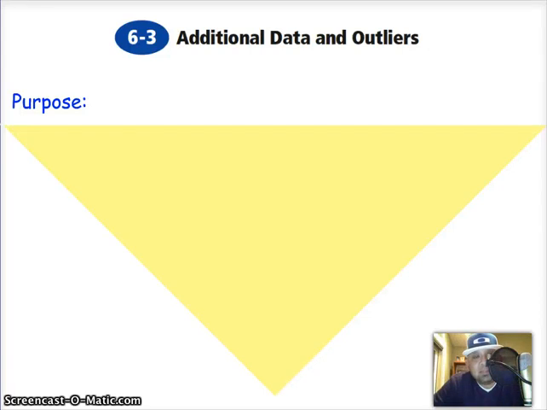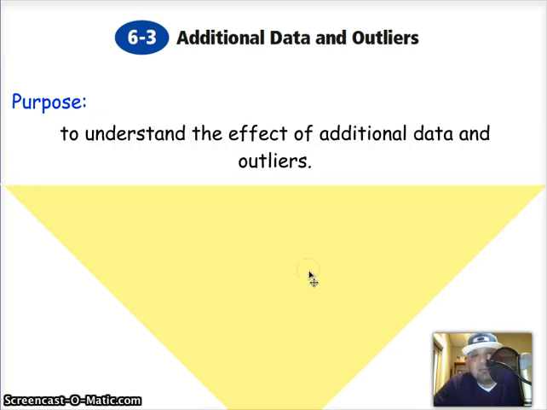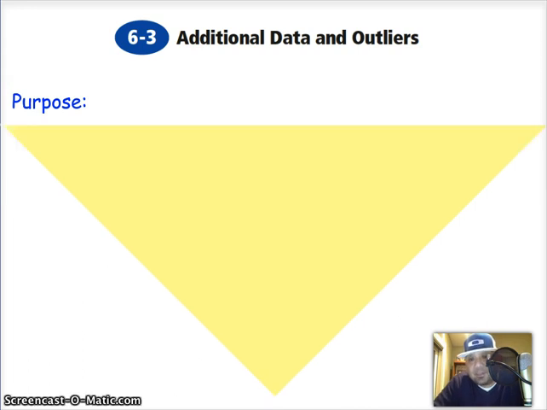Hi class. Today's lesson is lesson 6-3, Additional Data and Outliers. Today's purpose is to understand the effect of additional data and outliers. The last lesson that we had, lesson 6-2, was all about mean, median, mode, and range, and this follows quite closely to our understanding of those measures. Let's go ahead and take a look at our first example.